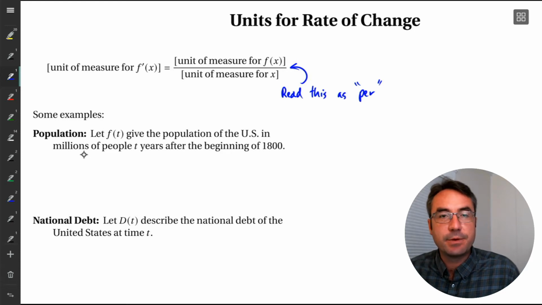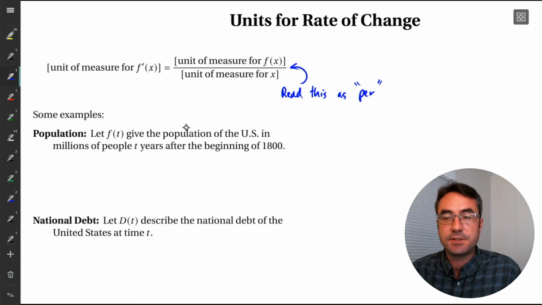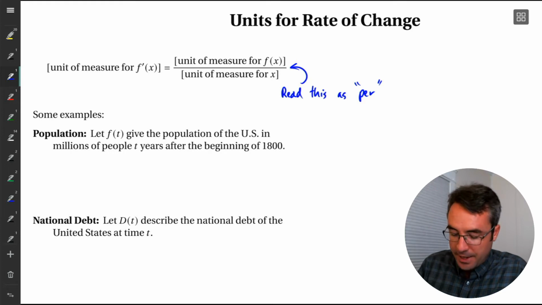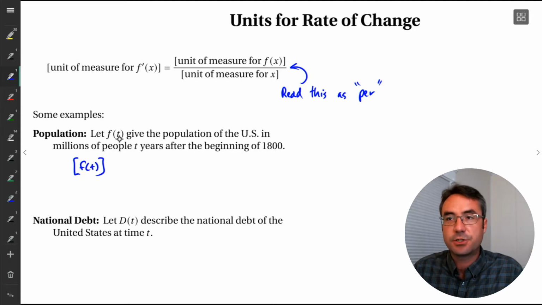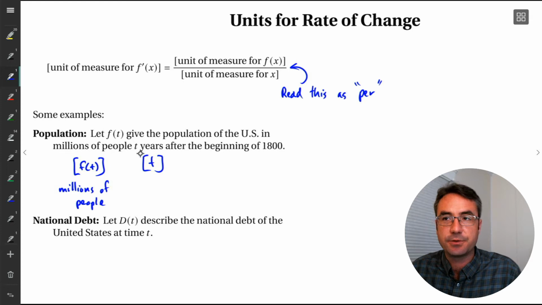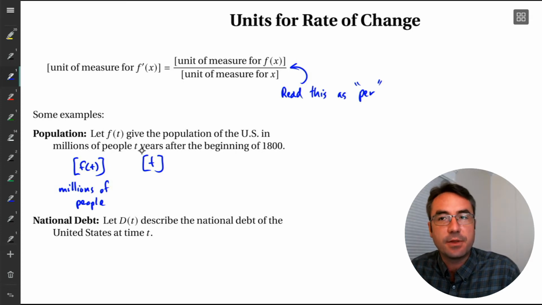Some of the examples we looked at: the population of the US. In one example, we had this function f of t, which gave the population of the US in millions of people t years after the beginning of 1800. So for that example, what did we see? Well, the units for the original function f were millions of people in the US. And what were the units for t? Well, t was measured in years after 1800, but years nonetheless.